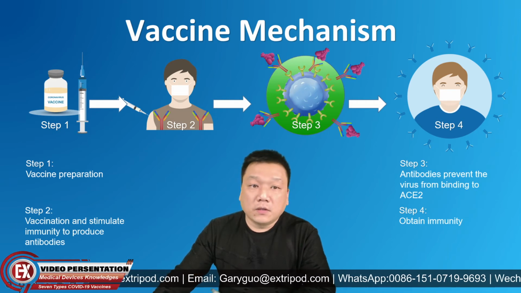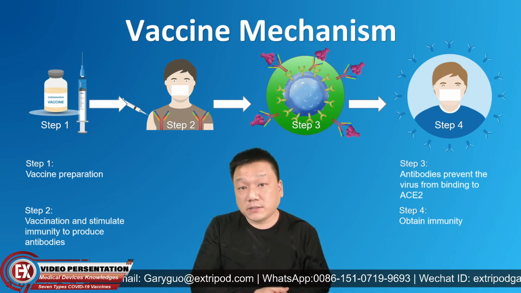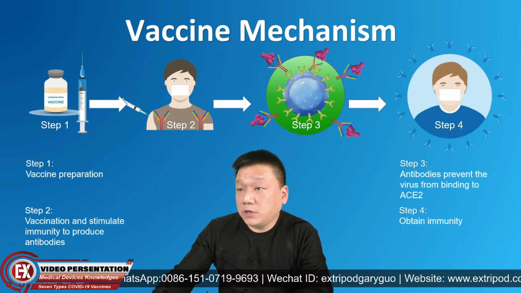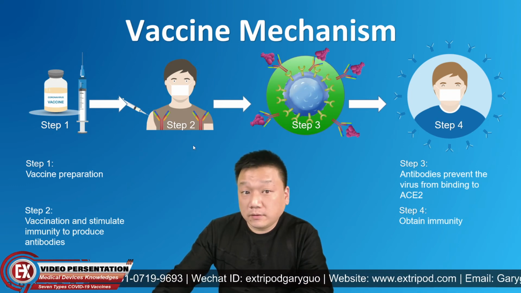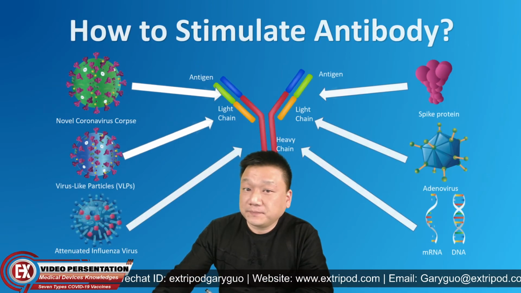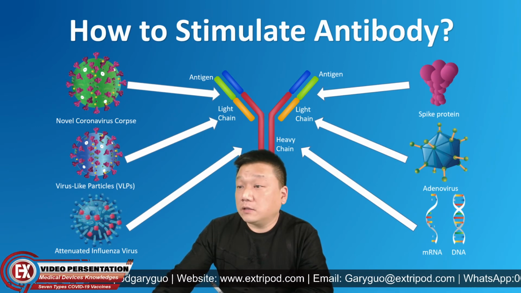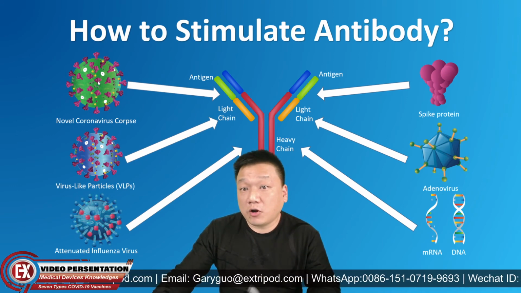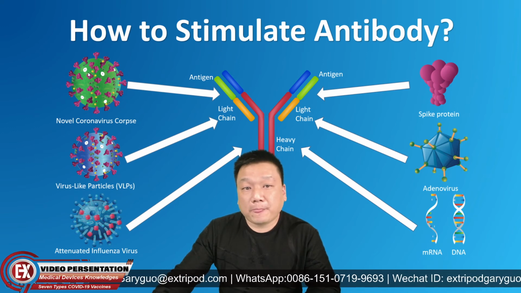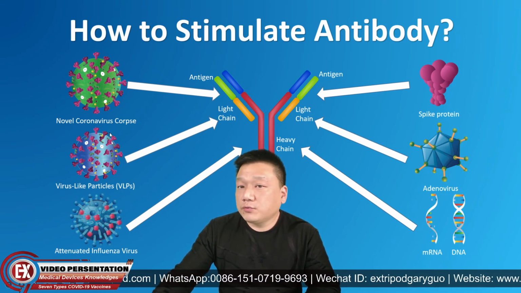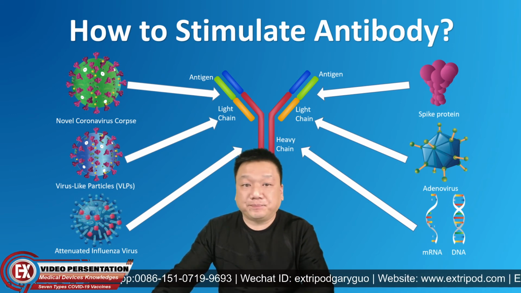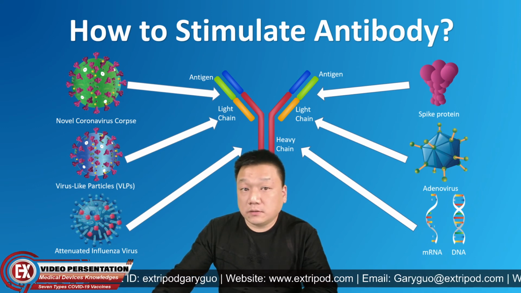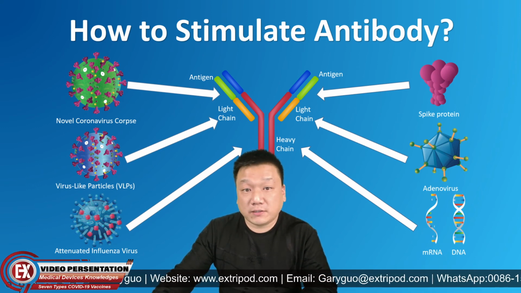Okay. Until now, we know the infection process and the vaccine mechanism. The most important problem is how to stimulate our body to create an antibody. The answer is here. Check this one. Scientists and doctors have discovered at least 7 substances that can stimulate our body to create an antibody. Based on those 7 substances, the scientists and doctors developed 7 types of vaccines.